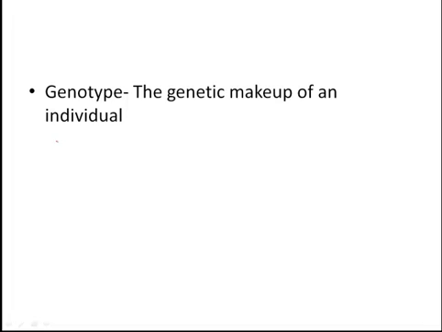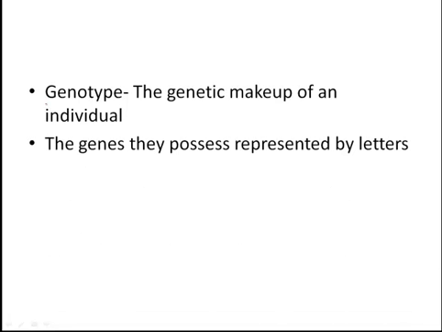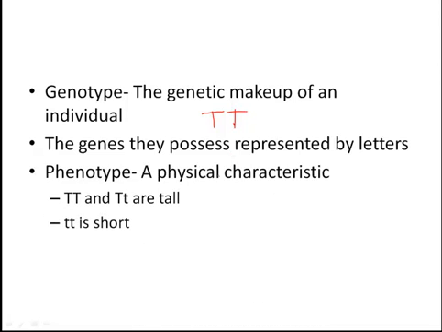Some other words that are really important when we talk about genes. Genotype is the genetic makeup of an individual. We represent that using letters. These are the genes that a person possesses, and again, we use letters to do that. So a genotype could be big T. That's a genotype. Phenotype is the physical characteristic, what something looks like. Remember, pheno, physical. Big T, big T and big T, little t are tall. Their phenotype is tall. Little t, little t is the genotype, and its phenotype is short.